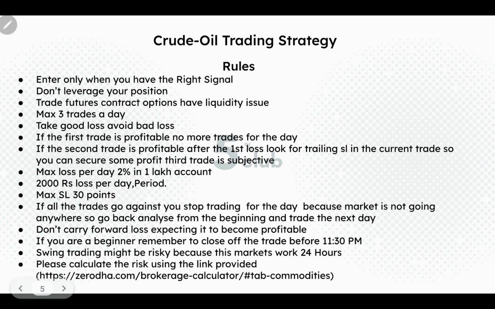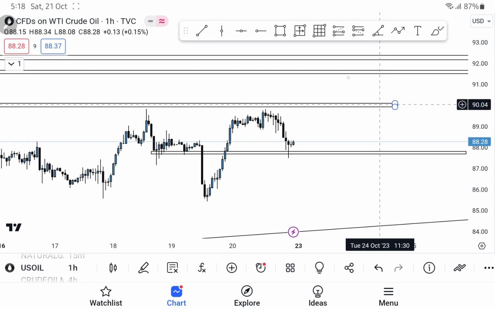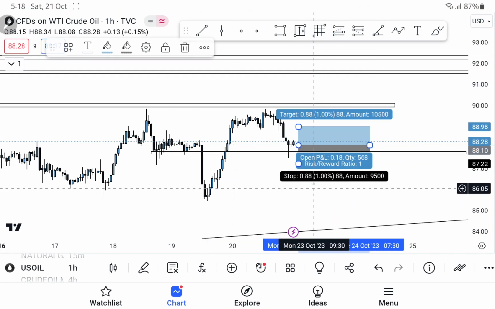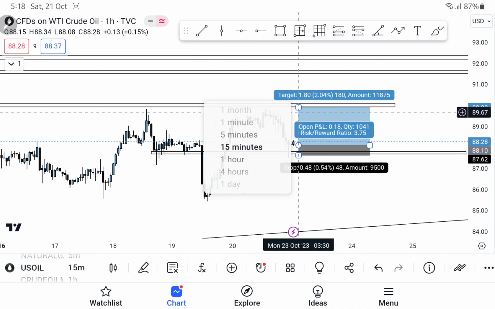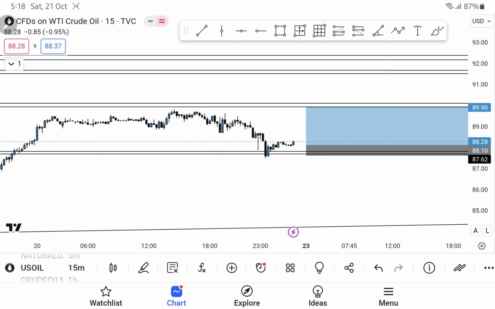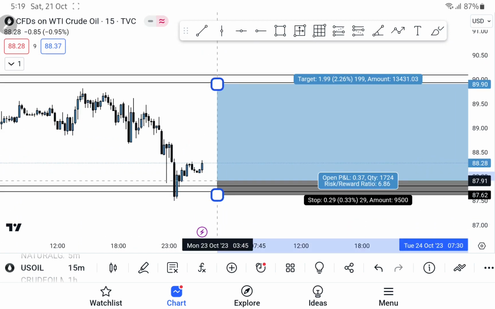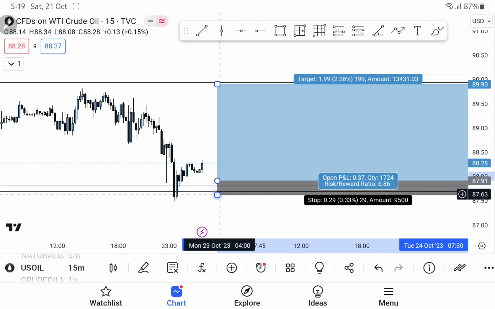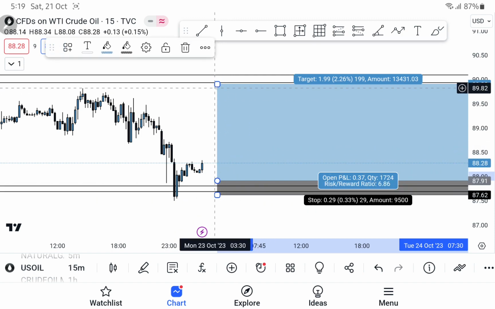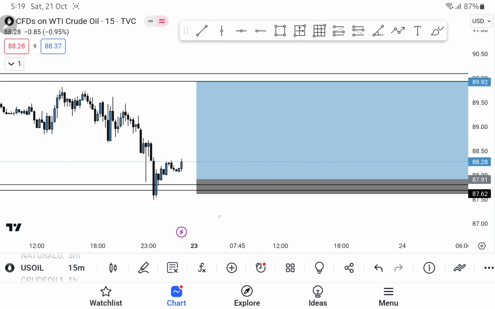Okay, the maximum stop loss should be only 30 points, not more than that. I showed you the maximum should be 30 points. You enter here, this is your take profit. Go to the 15 minutes time frame. This is how a trade should look. This is how your trade should look.